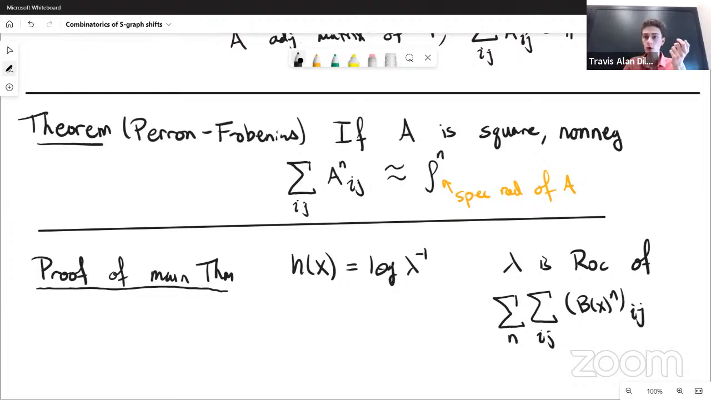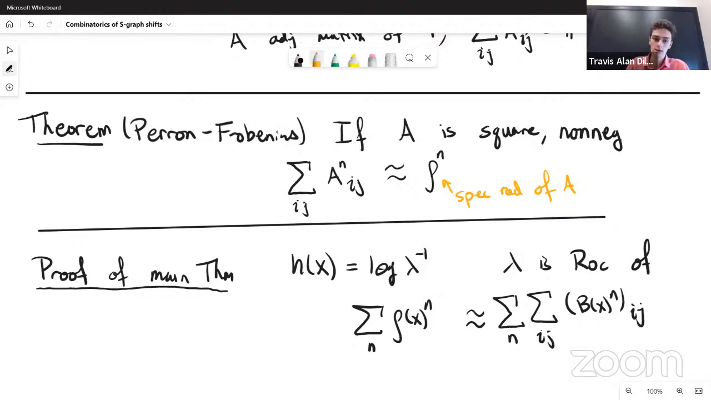But we know that this is more or less equal to, by Perron-Frobenius, the sum over n of the spectral radius of the matrix to the n, right? So this is just substituting Perron-Frobenius, and this is a very easy thing. We already know that this converges if and only if the spectral radius is less than 1. So its radius of convergence is the value of x that makes it 1.